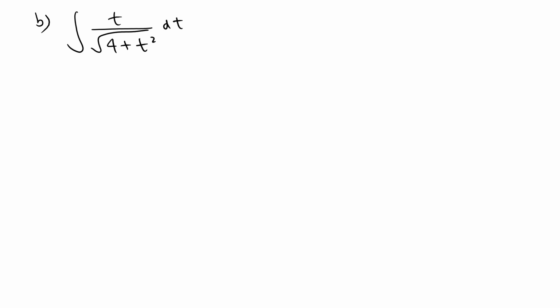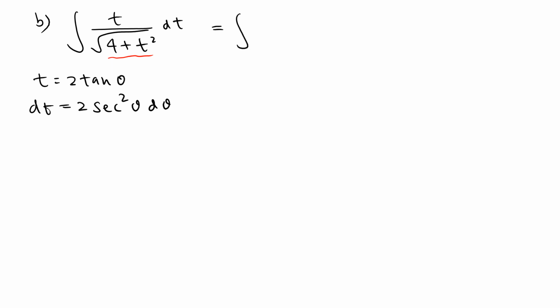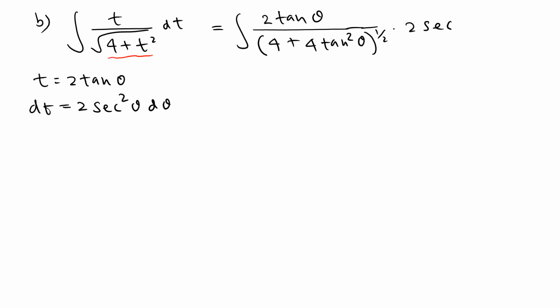So let's say in this case, the format tells you that this is a tan substitution, a equals 2, so that means t equals 2 tan theta. So dt equals 2 secant squared theta d theta. That's what you get. So let's plug that in. So t is simply 2 tan theta, and in the bottom it's going to be 4 plus 4 tan squared theta to the square root, meaning the 1/2 power, and dt means 2 secant squared theta d theta. Good. So let's simplify the rest.